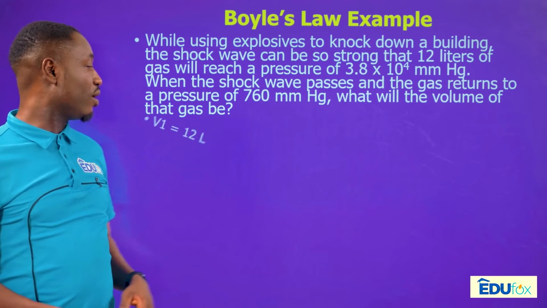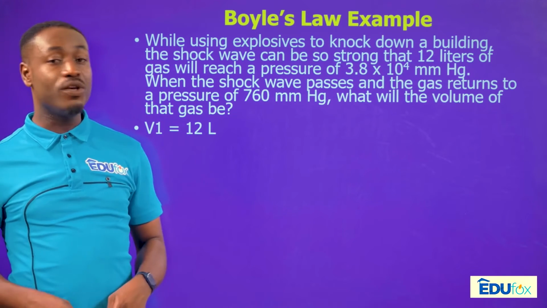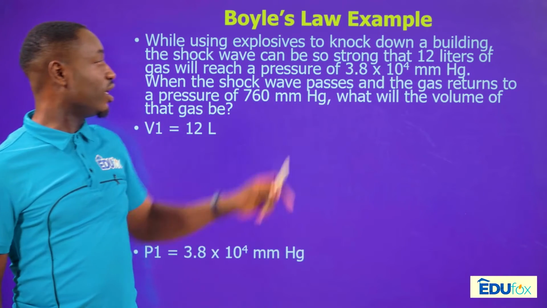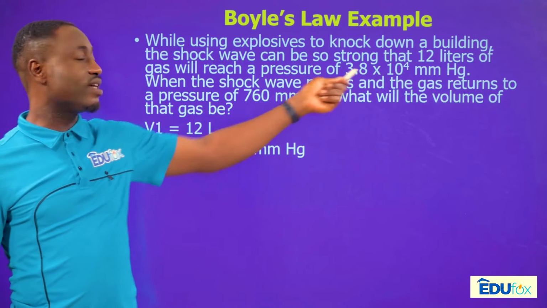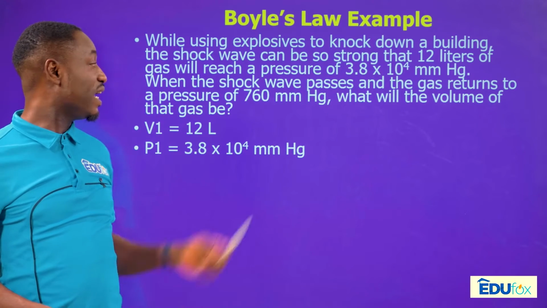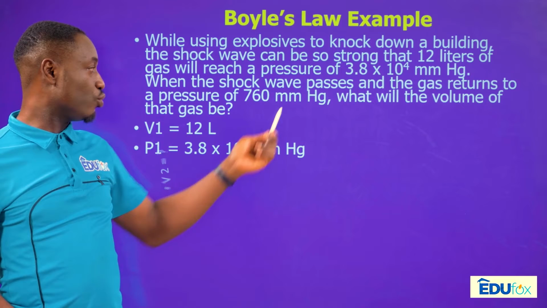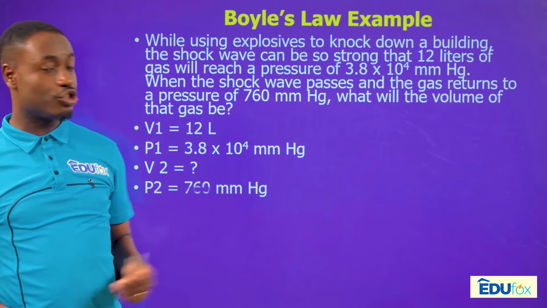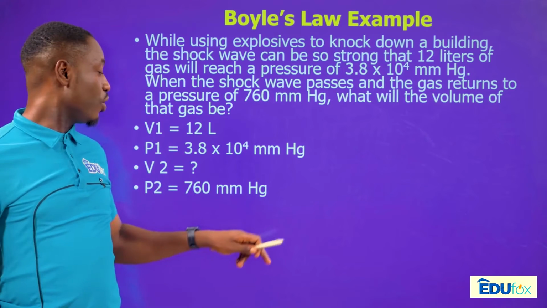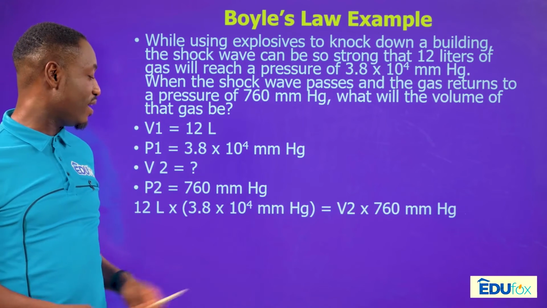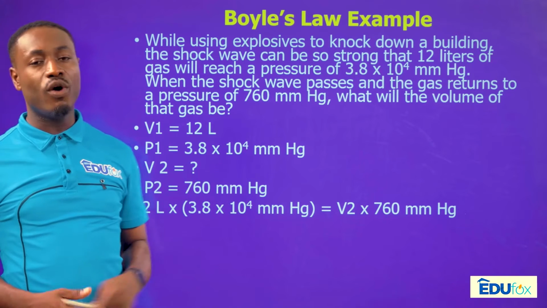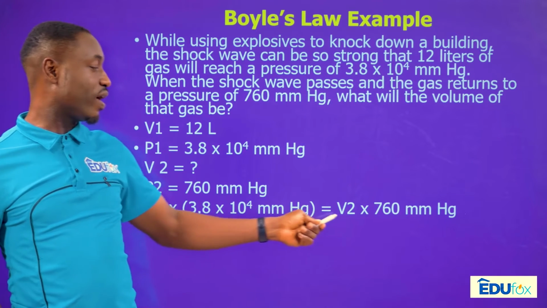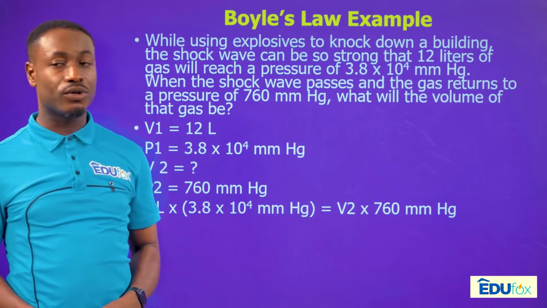So using the formula, which is P1 V1 equals P2 V2, you have V1 as 12 liters, and then you have P1 as 3.8 times 10 raised to the power 4 millimeter mercury, and of course you have P2 here as 760 millimeter mercury, and we're looking for V2 as shown in the data. Where we have all of these, the next thing to apply is your formula. P1 V1 is equal to P2 V2. So we're looking for V2.